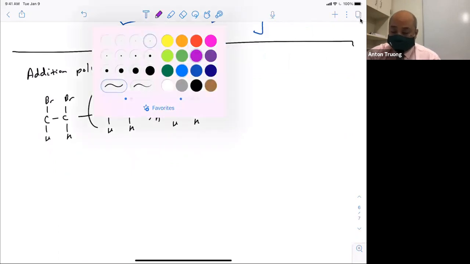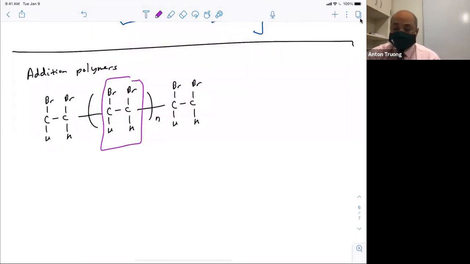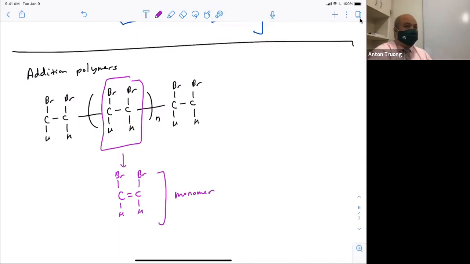When you look at an addition polymer and you look at the repeating unit, all you really have to do is this. It's actually really easy. You remove the single bonds and you add a double bond here. So essentially you replace the bonds that are going out left and right with the double bond. And that's your monomer. That's all you have to do.